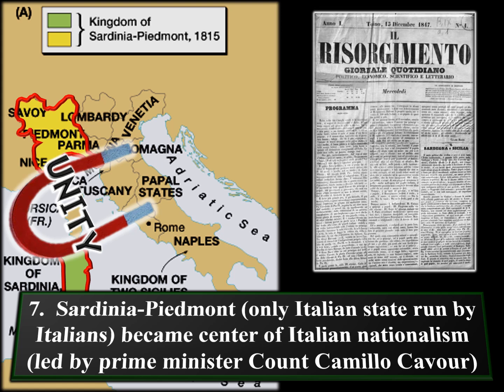Camillo Cavour also had his own newspaper in which he promoted these ideas. It was called Il Risorgimento, which basically means the resurgence. So, picking up where those earlier movements had failed, but influenced by them, he continued to push the idea that Sardinia-Piedmont should be the center of a unification movement and that all of Italy could eventually unite and become stronger and be a real power on the world stage.